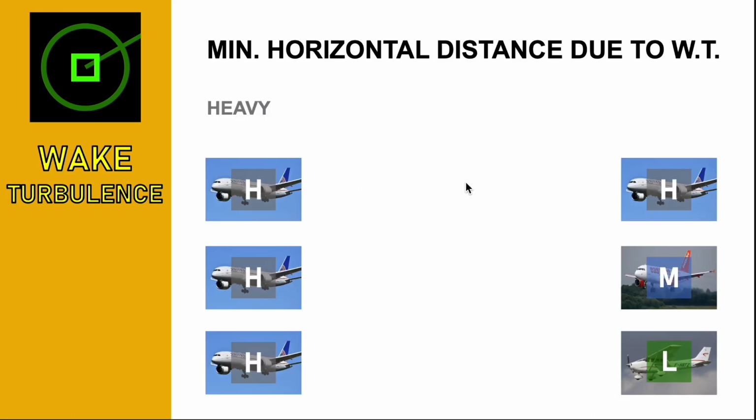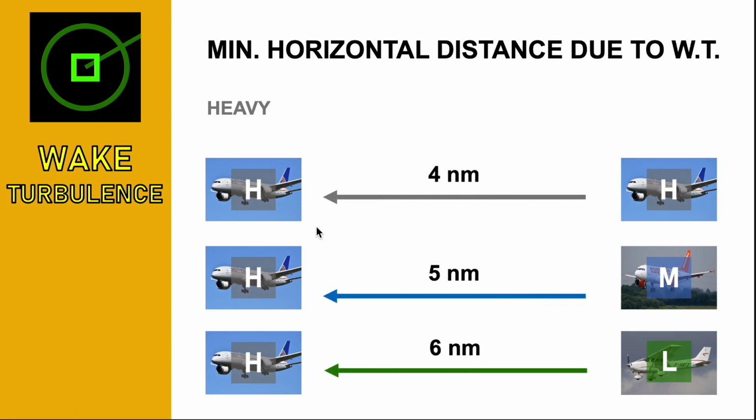The other situation is when the preceding traffic is a heavy traffic. In this situation, you have 3 different outcomes. Ironically, when a heavy is behind a heavy, it's still dangerous, but the distance is less. In this case, you apply a 4 nautical miles wake turbulence separation. When it's a medium traffic behind a heavy traffic, there is going to be a 5 nautical miles separation. And when it's a light traffic behind a heavy traffic, it's going to be a 6 nautical miles separation.